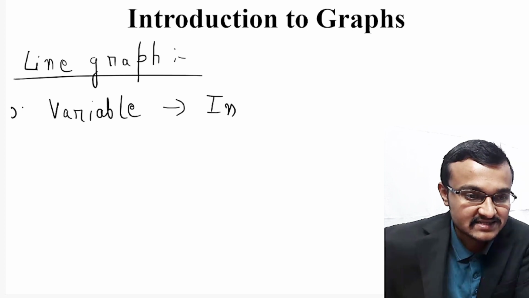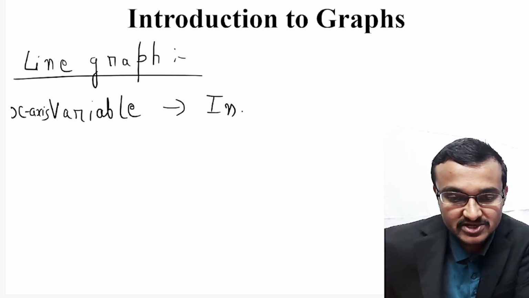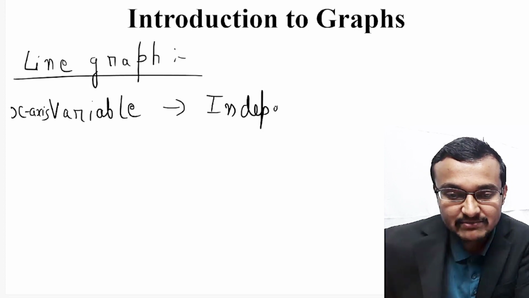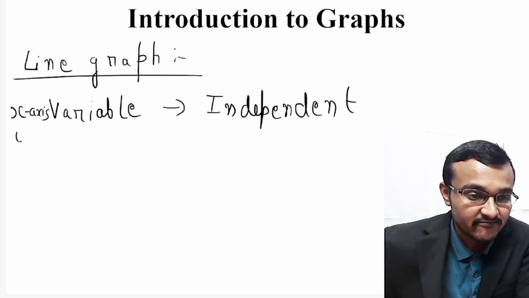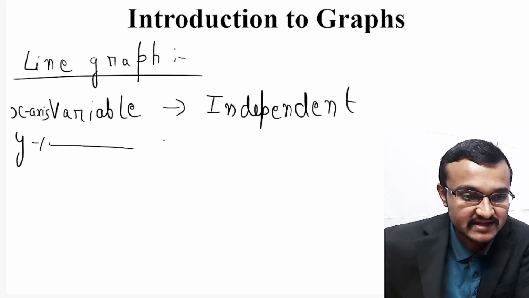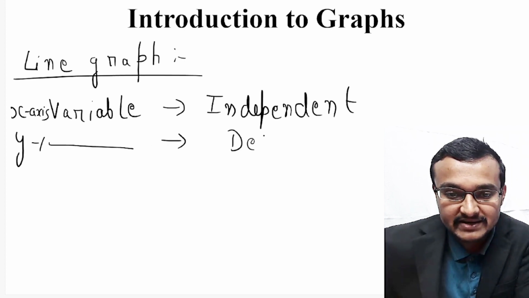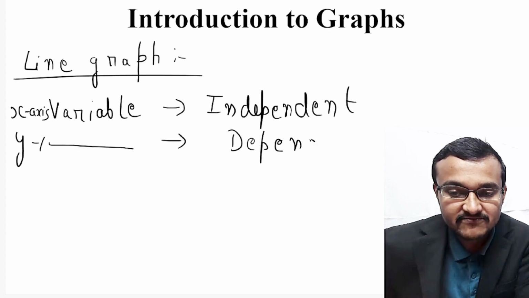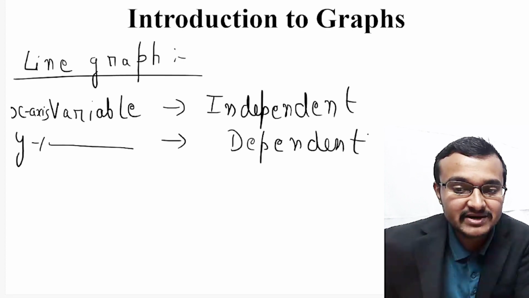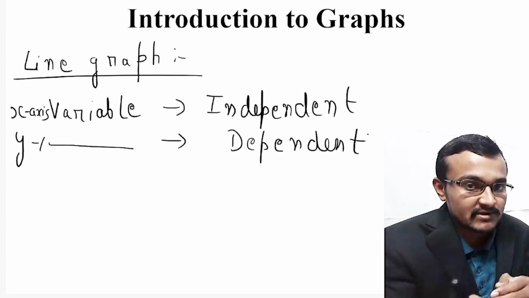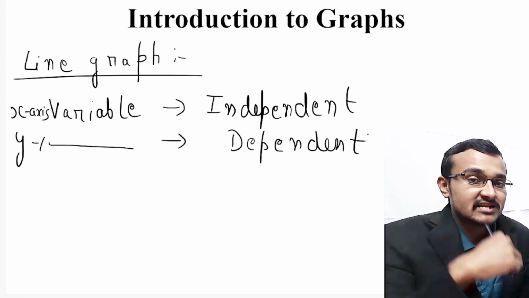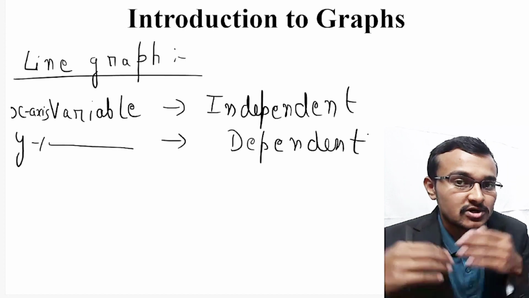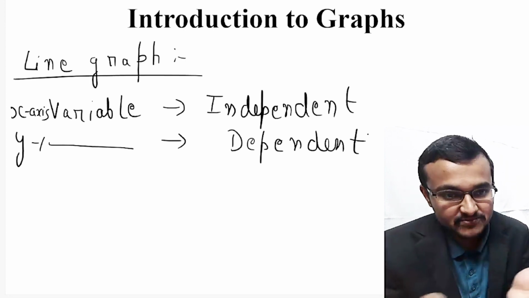So let's say the x-axis variable is there, so that particular variable will be independent. That means it doesn't depend on anything. And the y-axis variable will be dependent. So this particular variable will be dependent on the x-axis variable, the other variable. How the other variable varies, the dependent variable also varies. So that you should actually plot in a particular graph.